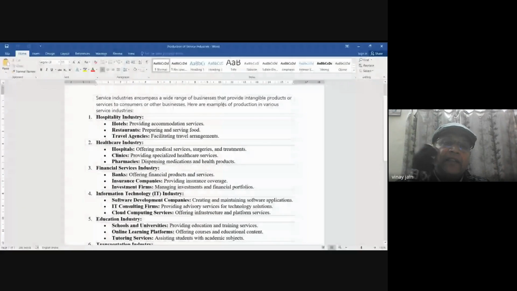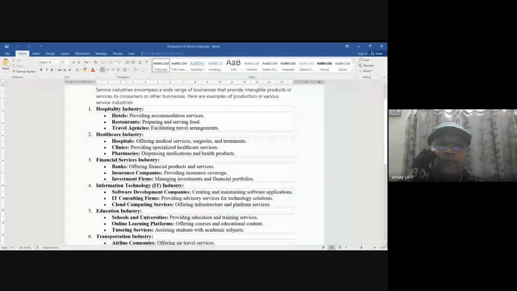Guys, service industries encompass a wide range of businesses. You can take the screenshot also, because it is not available in the eGyan course PDF file. I have prepared it for you only.